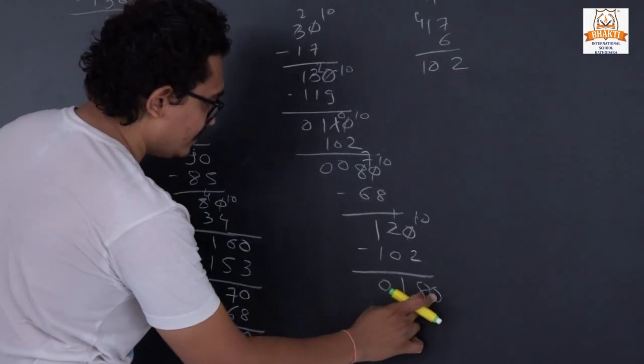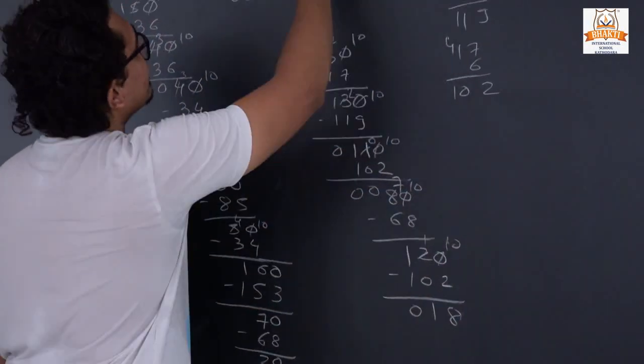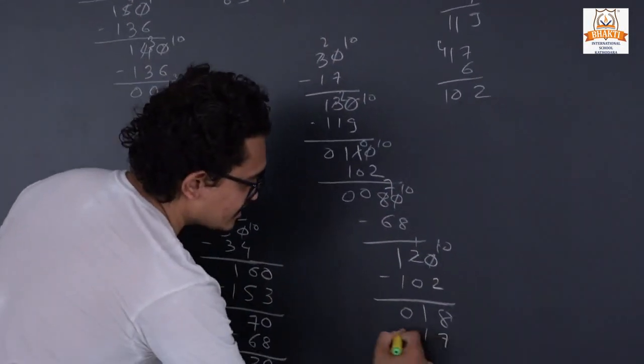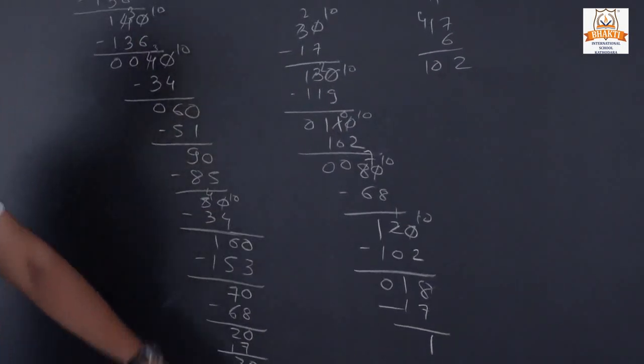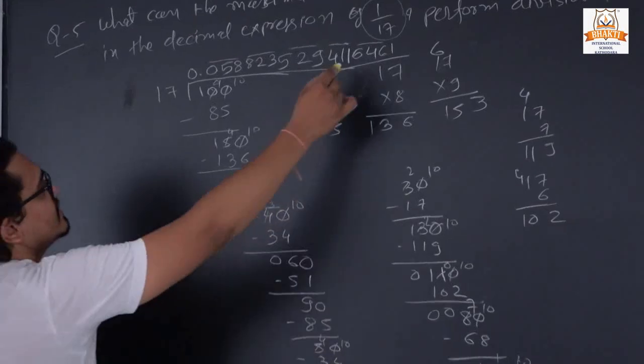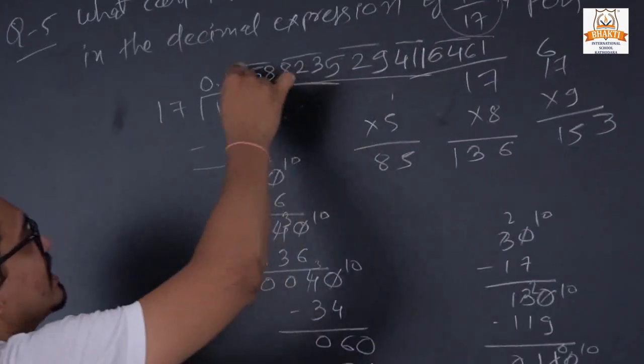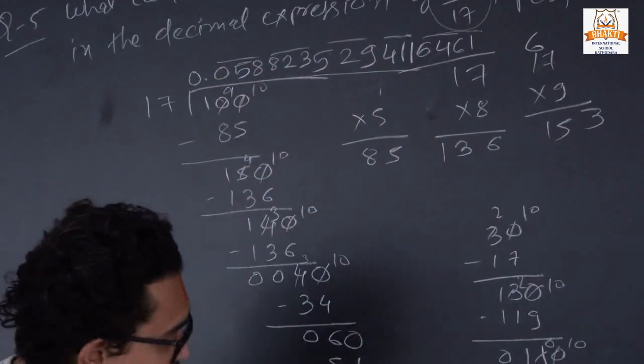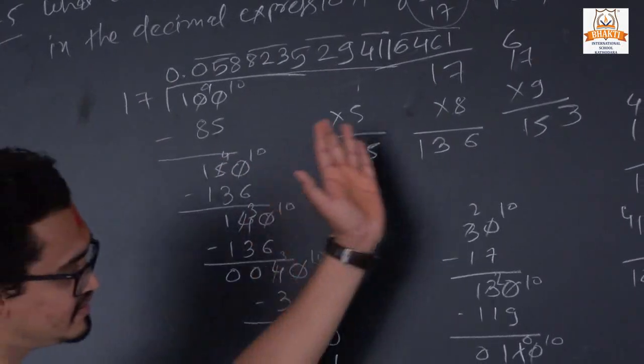10 minus 2, it will be 8. So 18. And once again 17 1s are 17. So once again we can get 1. So here we can also start with 1. So it means 16 digits are repeated now. See, once again we can perform the same division.